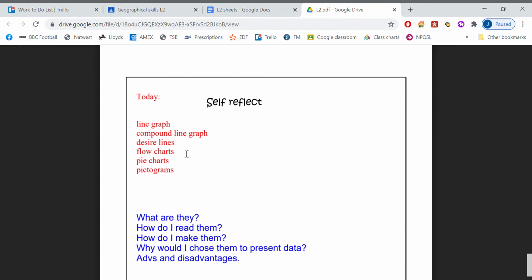So essentially we've got line graphs, compound line graphs, pie charts, pictograms, different ways of displaying data, flow lines, desire lines, and isolines, which are ways of displaying data on maps.